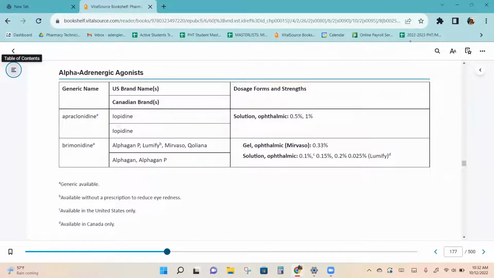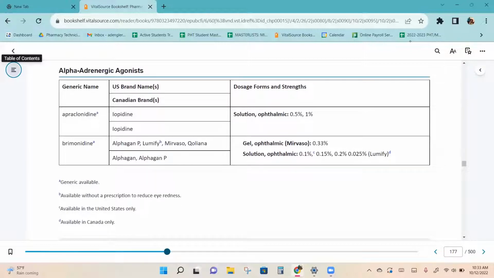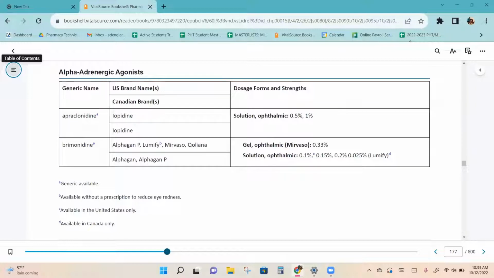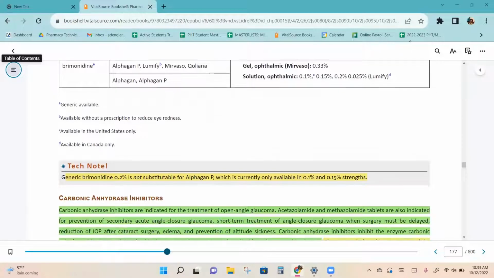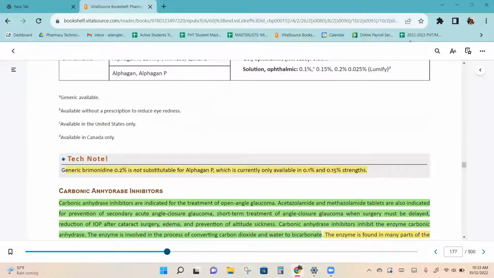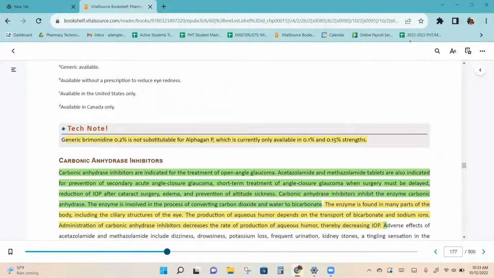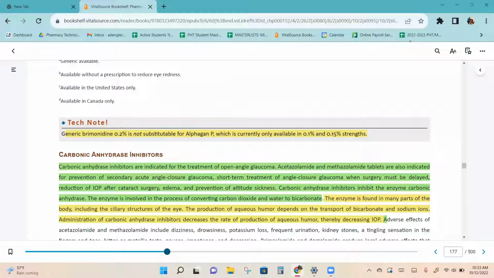So we have the two alpha adrenergic agonists. Alphagan, Lumify, Mirvaso, and Qlaria. Those are all brand names for brimonidine. And then we have Iopidine, which is the brand name for apraclonidine. So generic brimonidine 0.2% is not substitutable for Alphagan P, which is currently only available in 0.1 and 0.15 strengths.